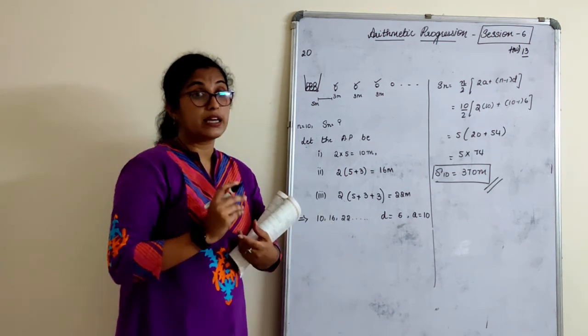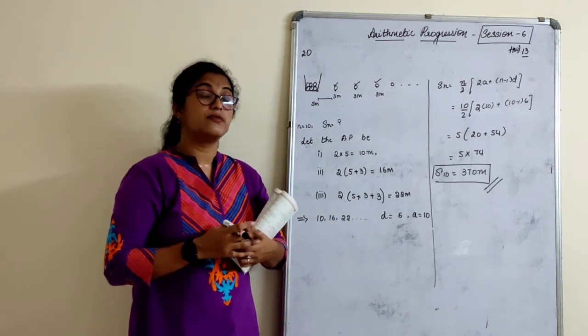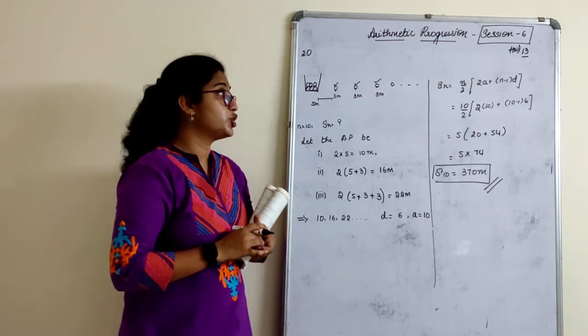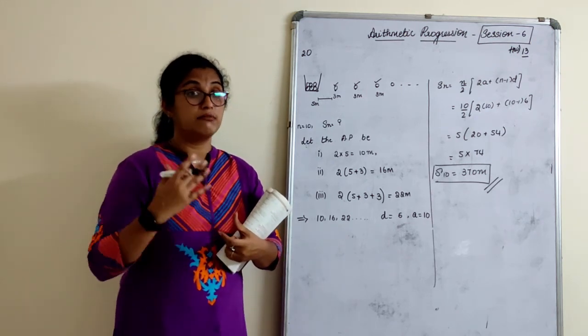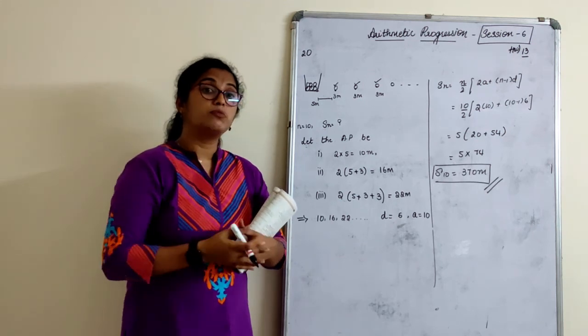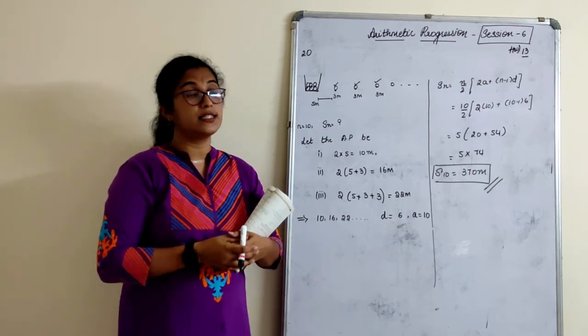So with this we conclude the exercise, we conclude the chapter arithmetic progression, where we understood the nth term and the sum to n terms. So our tomorrow's session will be on the optional exercise on the chapter.